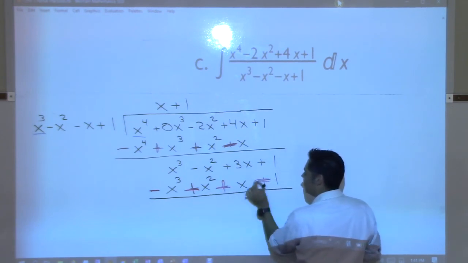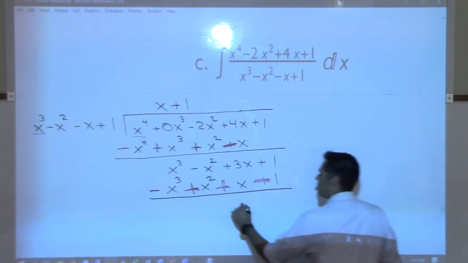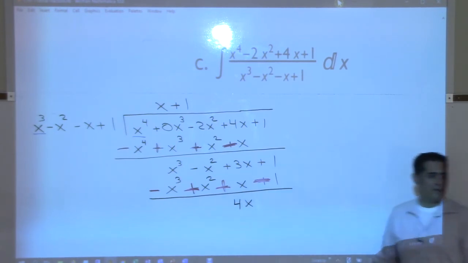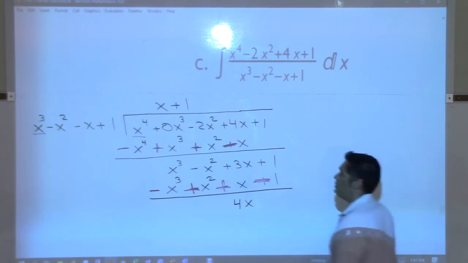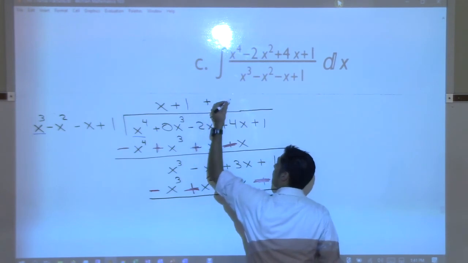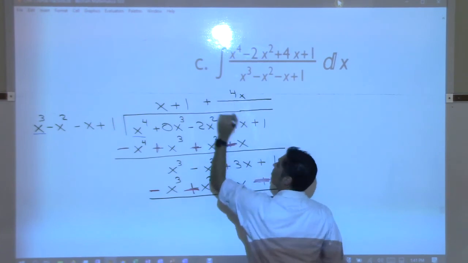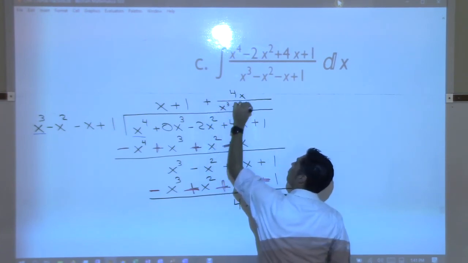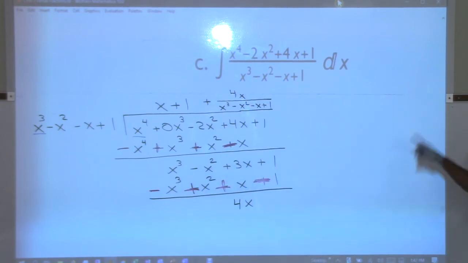You like these big old things I'm doing here? Isn't that fun? All right, add down again. So I'll just give you 4x. 4x, that's it. Okay. And this is where we stop the long division because you can't turn x cubed into 4x. So now what we do is we write the remainder, 4x, over the divisor, which is x cubed minus x squared minus x plus 1. And that is what we can replace our original integral with.